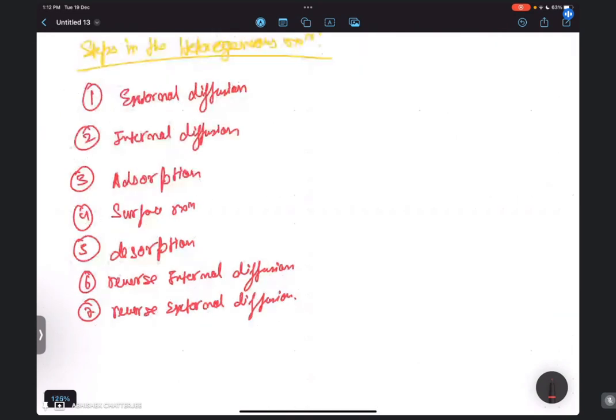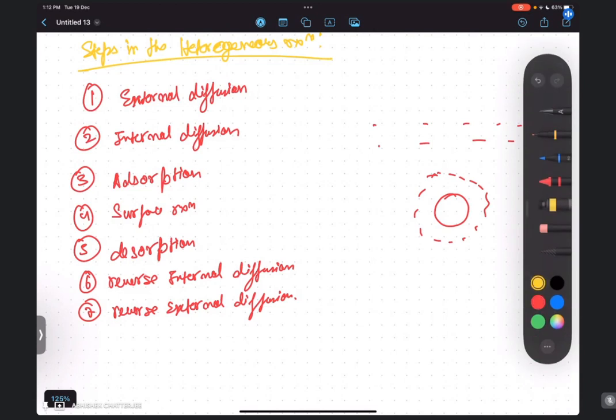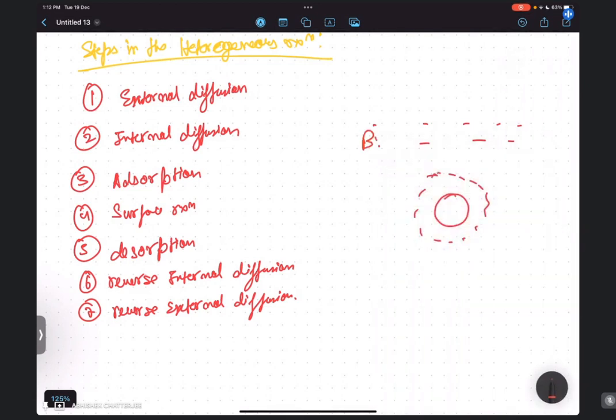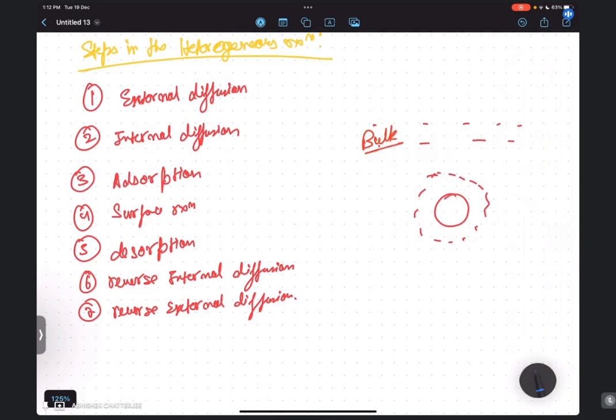What these steps mean is, suppose you have a catalyst surface like this. This is your bulk. This is your liquid film or gas film that is present. Now understand what is going to happen here. At the beginning, your reactant will be present here in the bulk phase. From this bulk phase, it will diffuse and reach this liquid film or gaseous film.